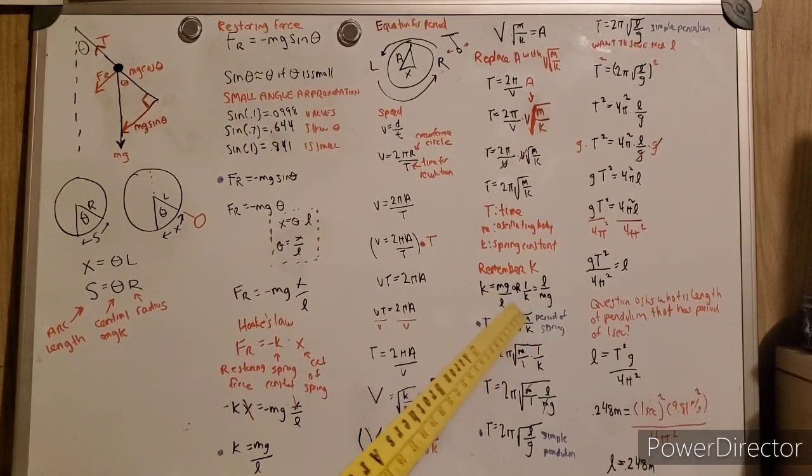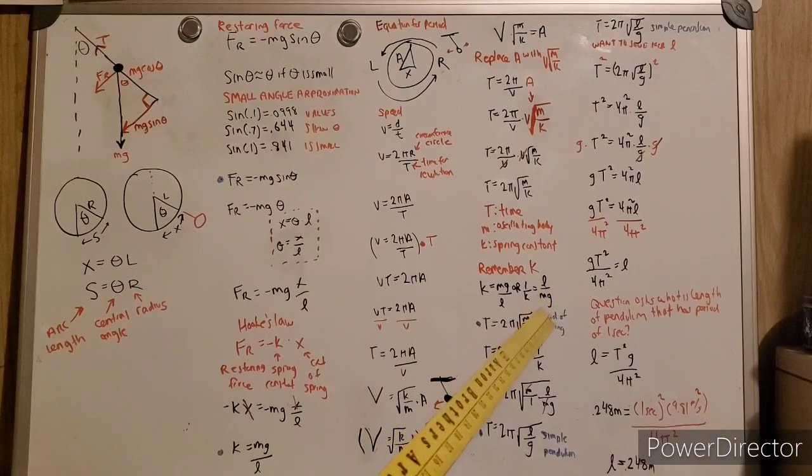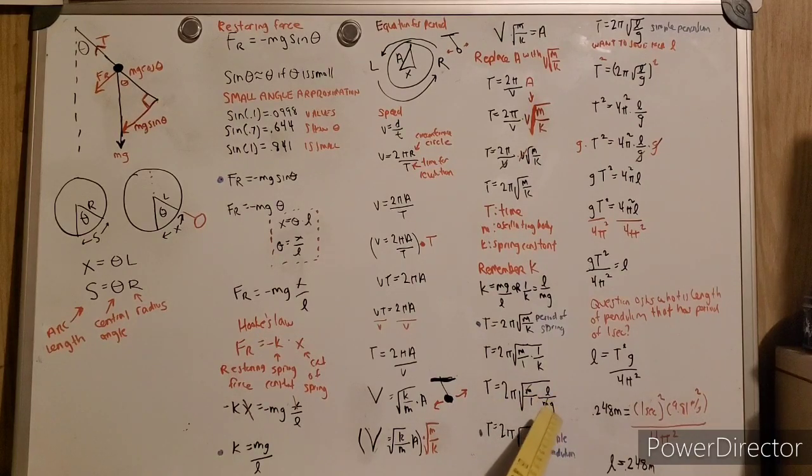So we're going to multiply by the reciprocal of k, which is 1 over k, and 1 over k is equal to L over mg. So it'll be 2 pi m over 1 times 1 over k, which will be L over mg. So it'll be 2 pi square root m over 1 times L over mg. We have the m on both sides, cancel them out, and we're left with t is equal to 2 pi square root L over g, which is the simple pendulum equation.